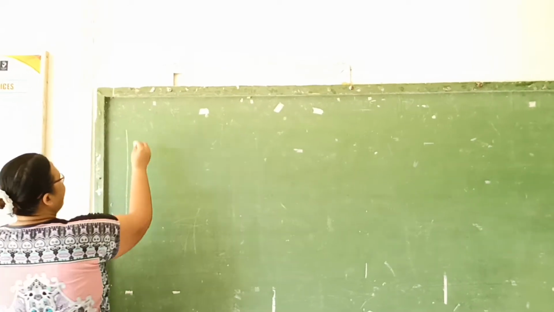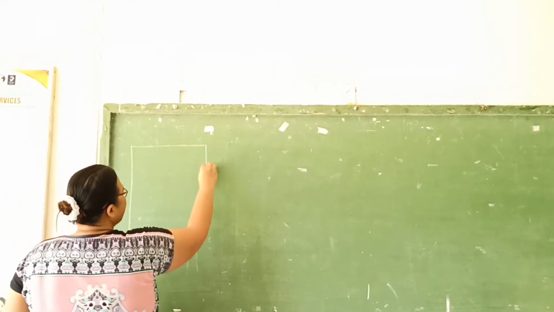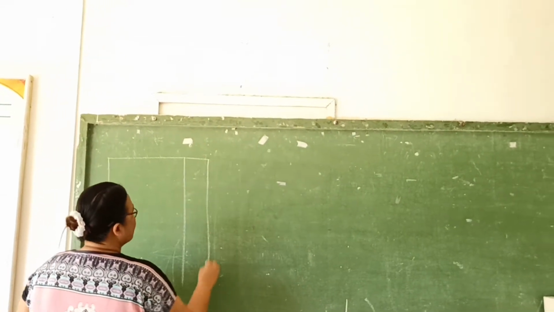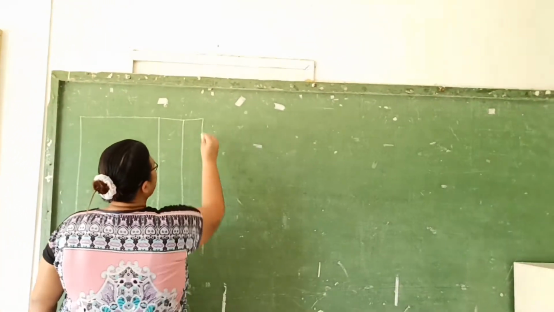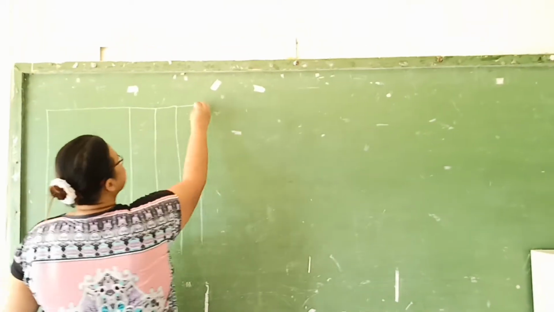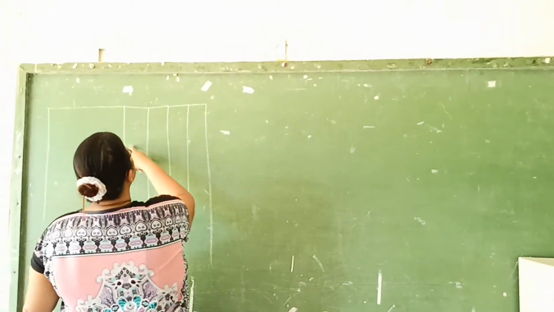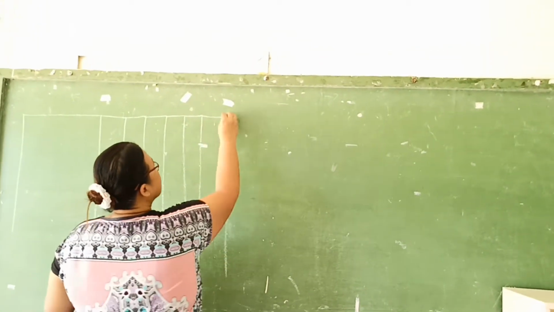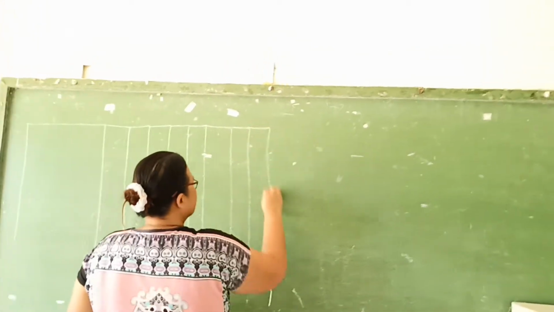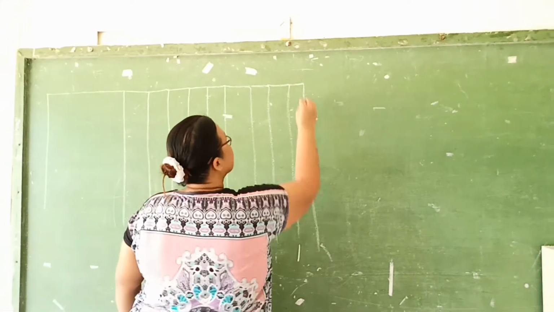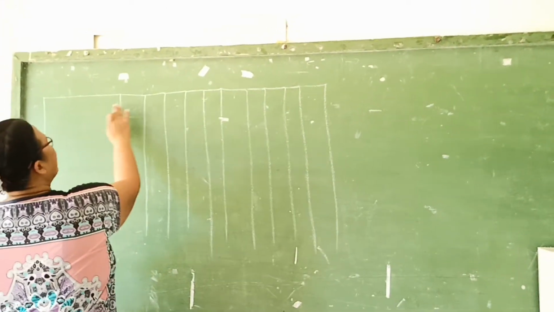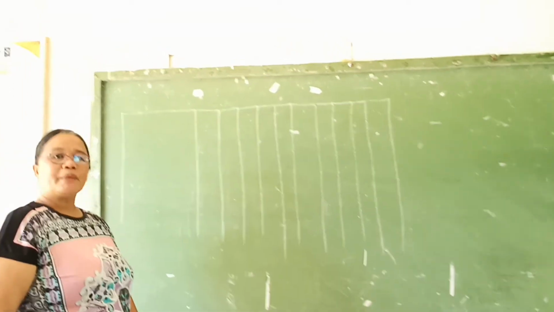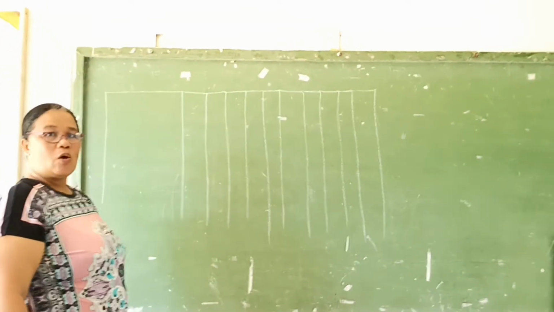You must provide a wider area for your topic, and then you have there your columns. So 1, 2, 3, 4, 5, 6, 7, 8, 9, 10, 11. So I'm going to prepare a two-way grid TOS.